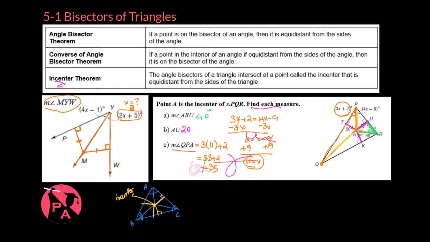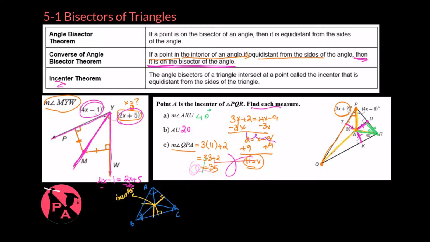Let's look at the converse of the angle bisector theorem. If a point like M in the interior of an angle is equidistant from the sides of the angle, which is what we have, then it is on the bisector of the angle, so this point must be on the angle bisector. It's on this ray, and that ray must be the angle bisector of this angle, which means 4x minus 1 and this measure must be equal to each other. 4x minus 1 equals 2x plus 5 because ray YM cuts the angle in half.